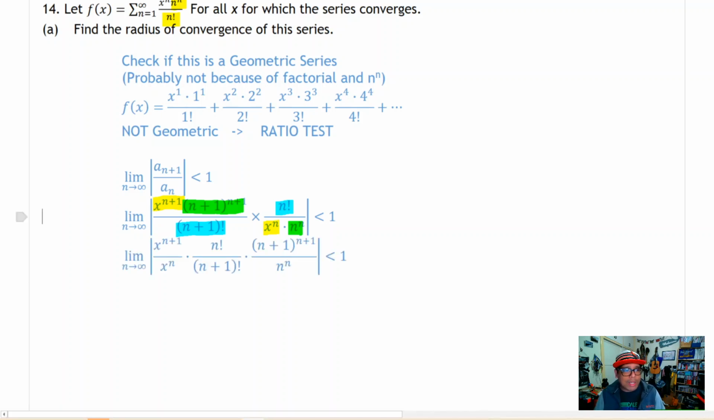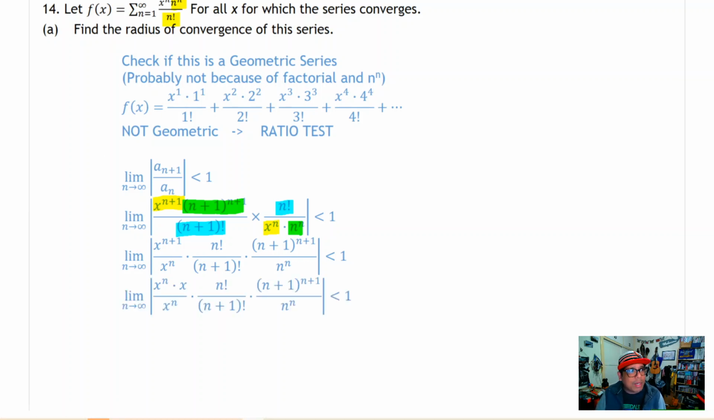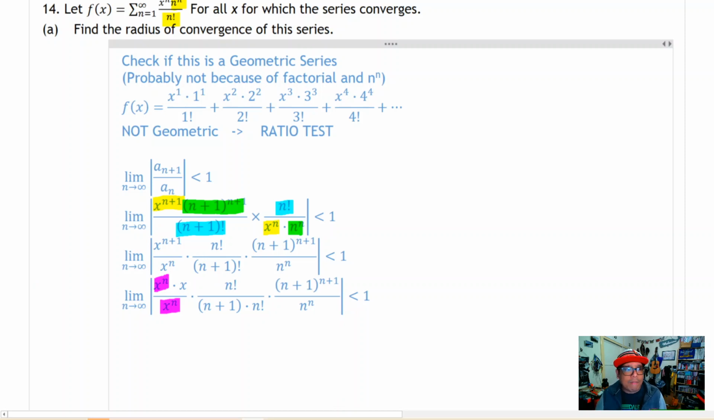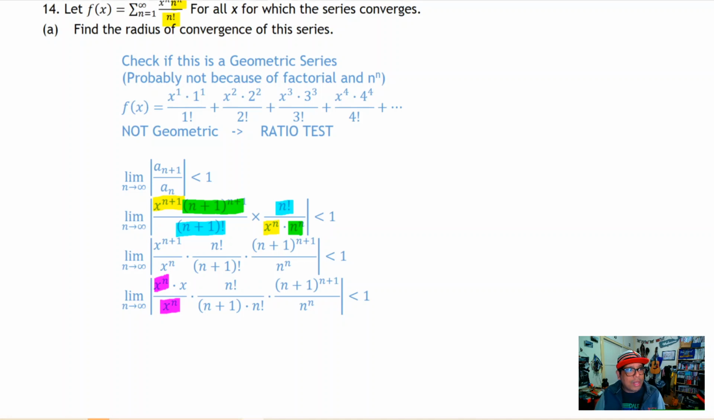Now that I've grouped everything together, let's take a look at canceling things out. Now you wouldn't necessarily need to write this step, but as far as canceling goes, let's cancel with this marker. We can cancel x to the n with an x to the n. That's going to leave me with just an x over there. Simplifying the factorial business, it looks like I can actually cancel the n factorials. So let's cancel the n factorials while we're at it.